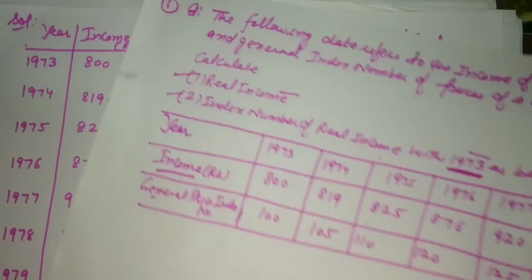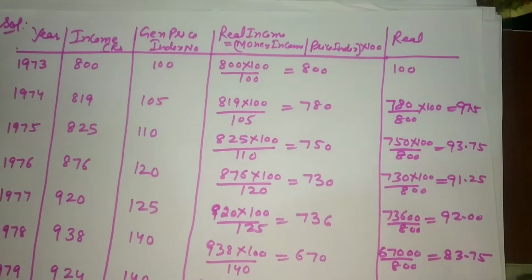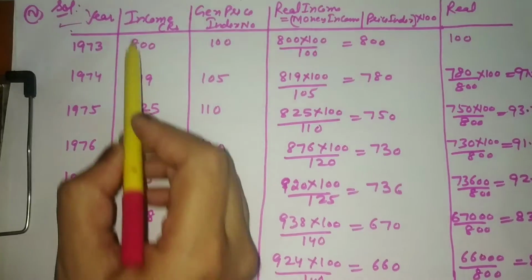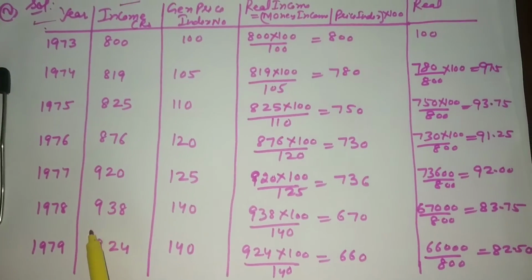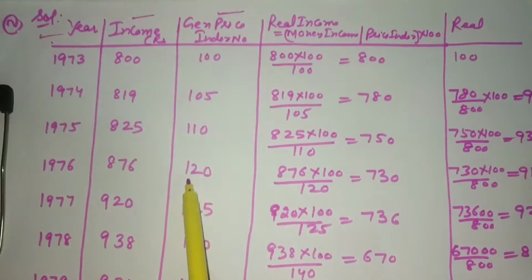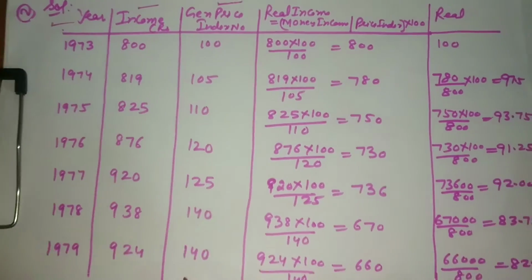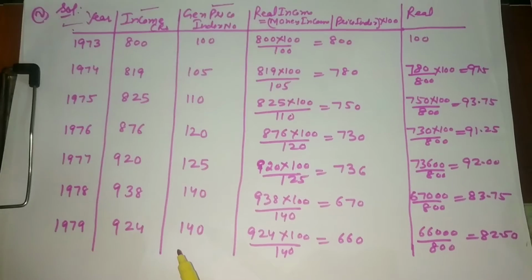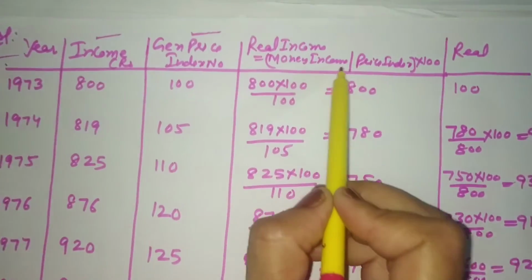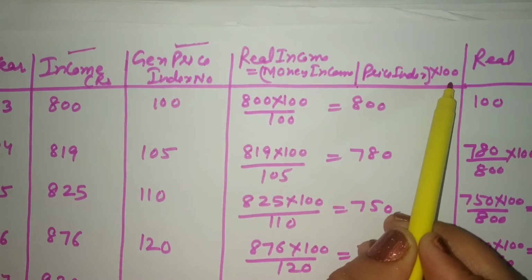So how will we calculate this sum? The statement is like this. Here I have written the years in this column, and income is also written in this one. The general price index is also given, I have written this column. So firstly the question is how we have to calculate the real income. The formula for calculating real income is money income over price index into 100.